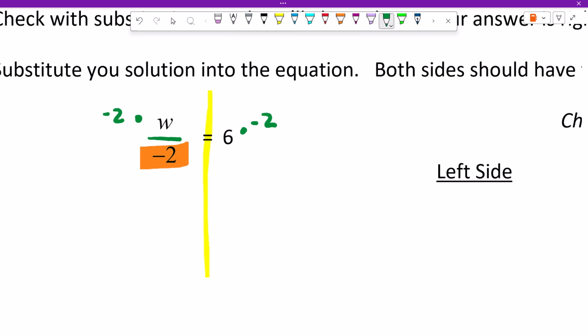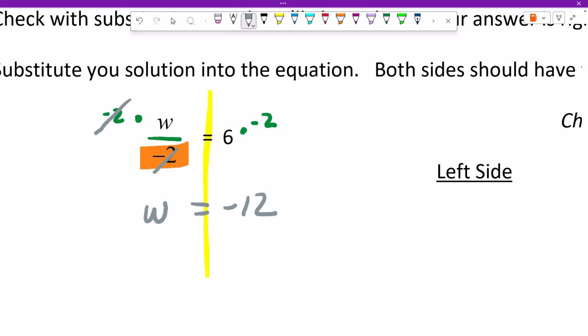Now we just do our cleanup. A 2 on the top cancels a 2 on the bottom. Those go away. We're left with a W. On the other side, 6 times -2 is -12. So we're saying the answer for W, its value, is -12.